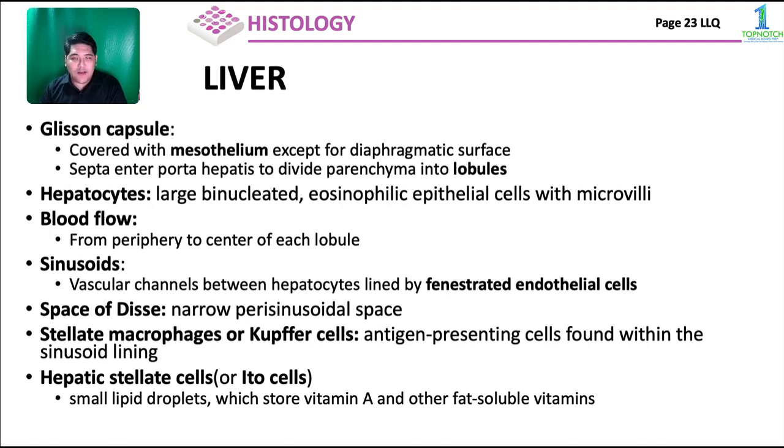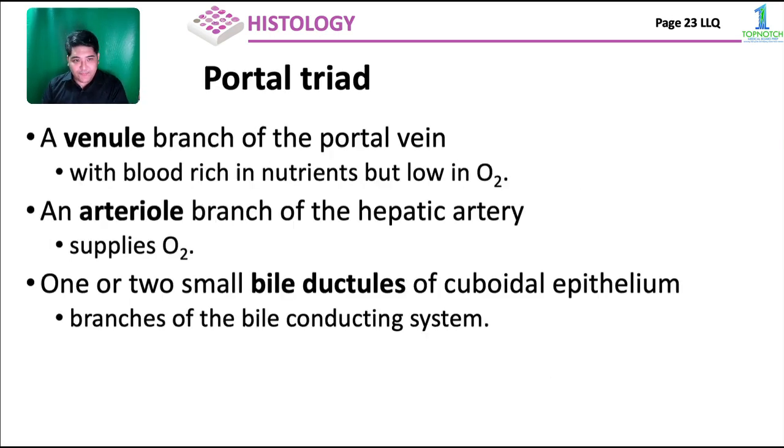No, na-discuss naman ito kanina sa anatomy liver module nyo. Important here is it has fenestrated endothelial cells. Buzzword space of this is a narrow perisinusoidal space. And you have here your stellate macrophages or Kupffer cells. These are your monocyte-derived macrophages. And then you have your hepatic stellate cells or Ito cells. Remember this. Your Ito cells, parang storage lang siya. It's a lipid droplets which store your vitamin A and other fat-soluble vitamins.